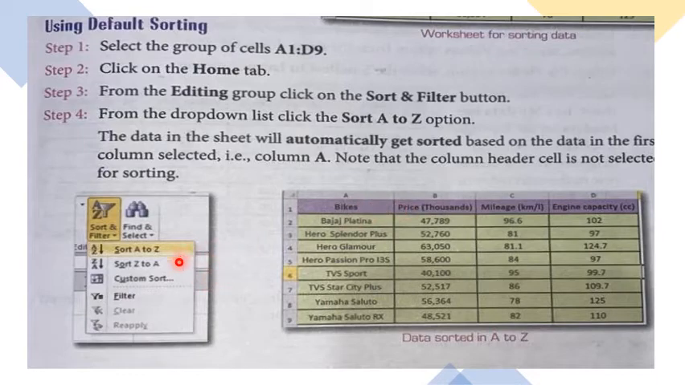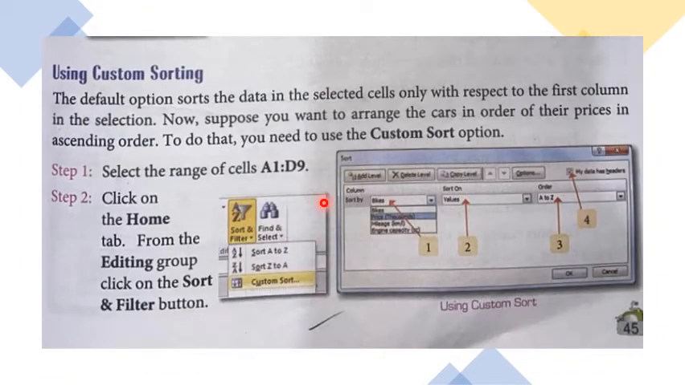Next, students, is custom sort. I have told you that in Excel, when we do sorting, by default it is only done according to the first column. But if I want to apply sorting on another column according to my requirement, then I will always choose the custom sort option. The default option sorts the data in the selected cells only with respect to the first column. If I want to change it according to my choice, then definitely we will use the custom sort option.